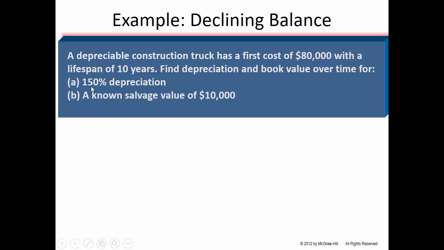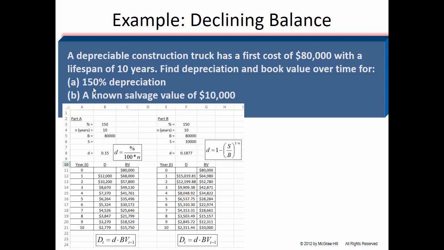Okay, first of all, what if we use 150%? What that means is that in the first year, the depreciation is 150% as much as it would be if it was straight line. Businesses prefer declining balance because they get more of the depreciation sooner compared to straight line depreciation. So in 150%, you'll notice here's the 150, and then we use this formula to calculate the D. 150 divided by 100 times 10, so the factor is 0.15.